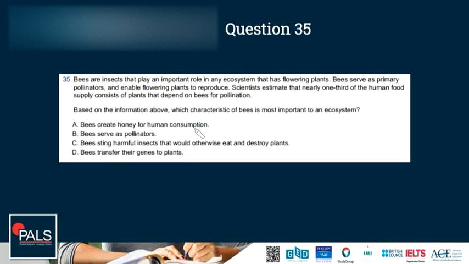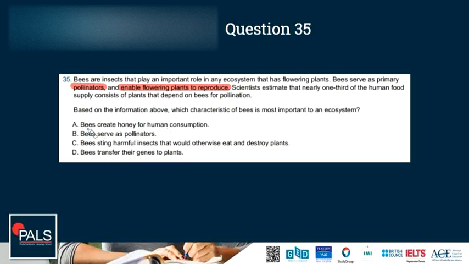Last question. Bees are insects that play an important role in an ecosystem that has flowering plants. Bees serve as primary pollinators and enable flowering plants to reproduce. Scientists estimate that nearly one third of the human food supply consists of plants that depend on bees for pollination. Based on the information above, which characteristic of bees is most important to an ecosystem? Bees play an important role for flowering plants. Bees serve as primary pollinators, enabling flowering plants to reproduce.